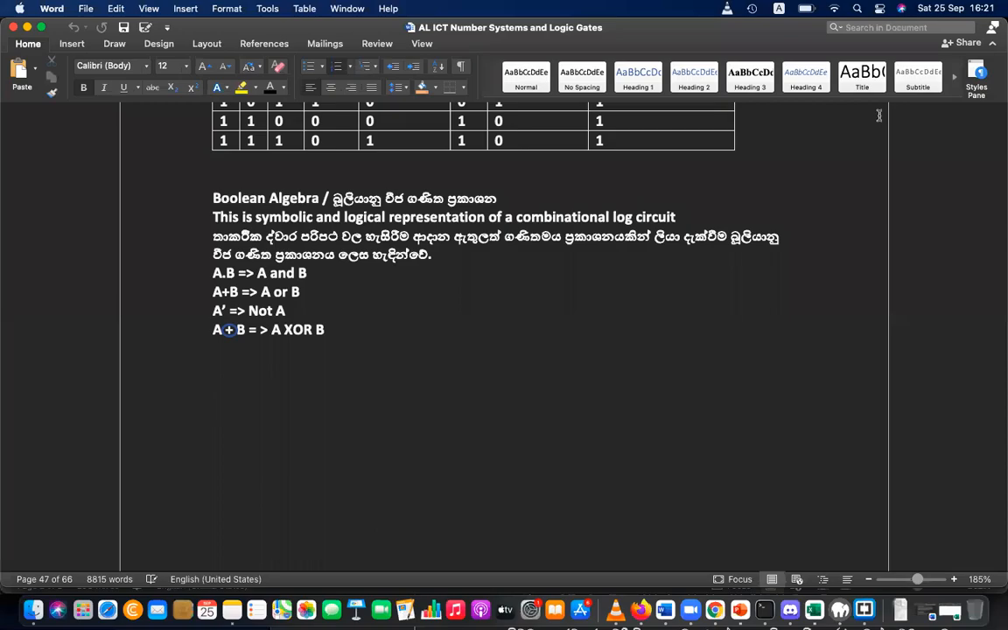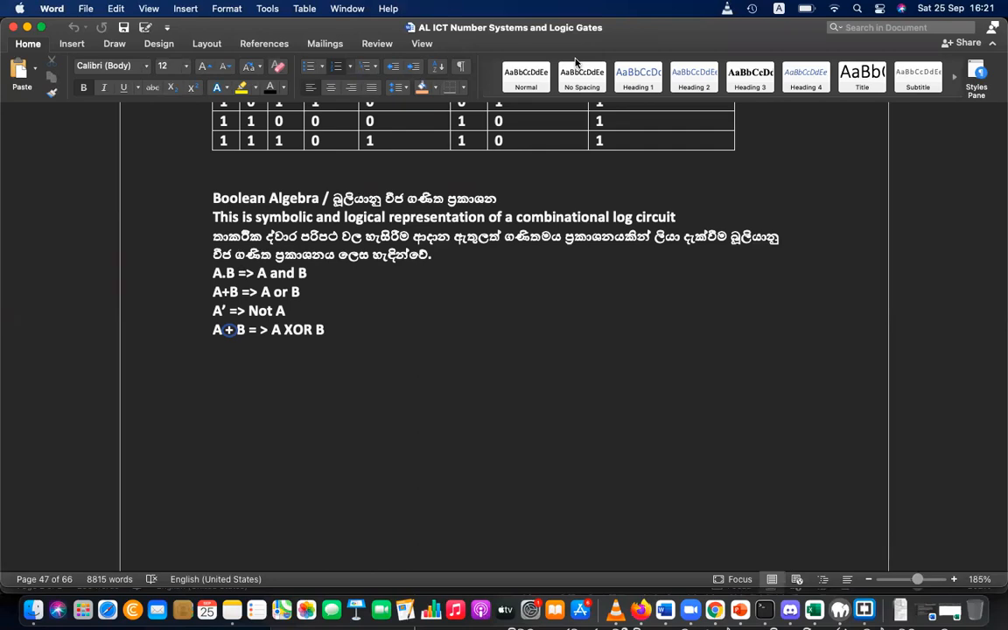Okay. So Boolean algebra means how we are going to represent these logic gate expressions using symbols. We can use the inputs and the gate type, so likewise it is possible to represent these things using symbols.